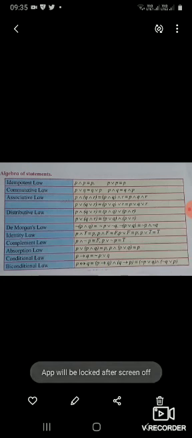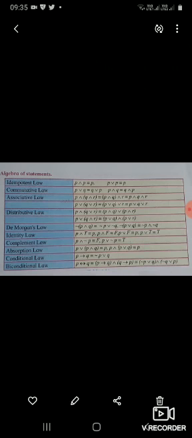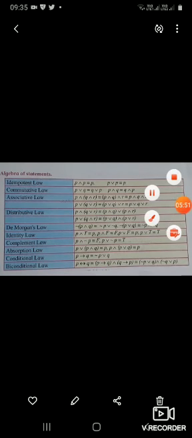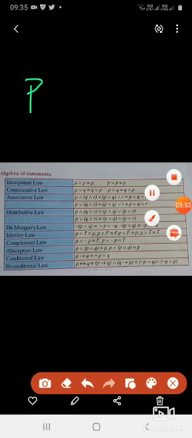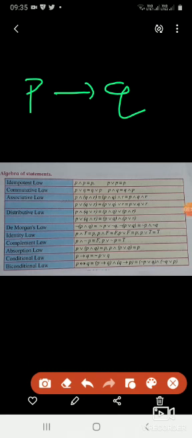Listen, conditional law. Conditional law can be written as P to Q. It can be written as negation of P or Q. We can replace that by negation of P or Q. It is conditional law. So no need to use the truth table. Directly you can prove by using the law, you can write this.